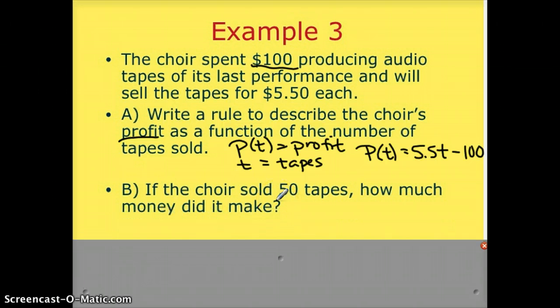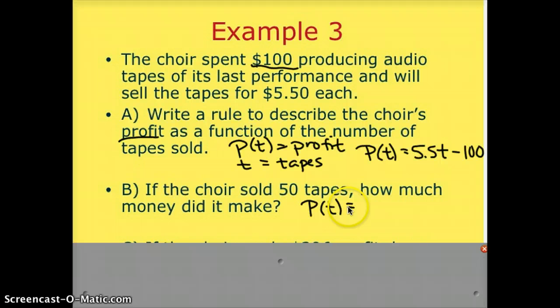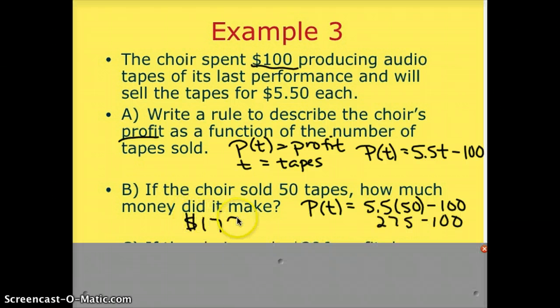So now, if the choir sold 50 tapes, how much money did it make? I'm going to put in 50 for t, so P of t equals 5.5 times 50 minus 100, and I'm just going to solve this equation. So 5.5 times 50, that's 275, minus 100 is 175, so they made $175 here.